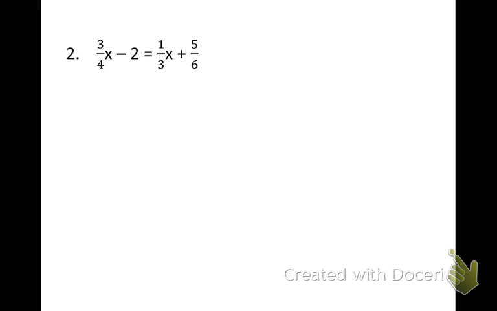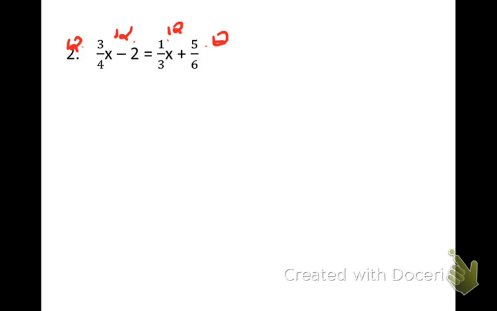Next one has everybody's favorites, fractions. So if you want to get rid of the fraction, you need to find a common denominator. What do 4, 3, and 6 all go into should be what you're asking yourself. Well, they all go into 12. So I'm going to multiply every term here by 12.